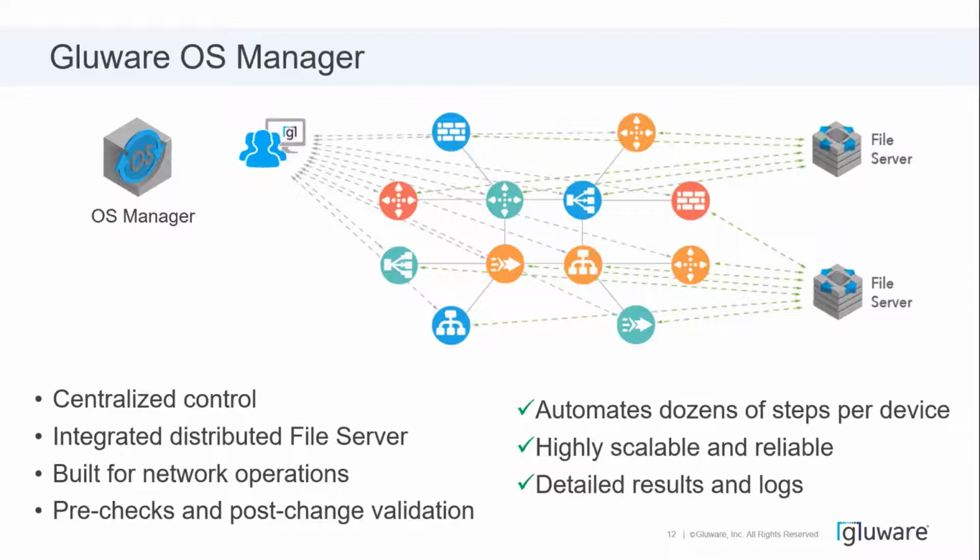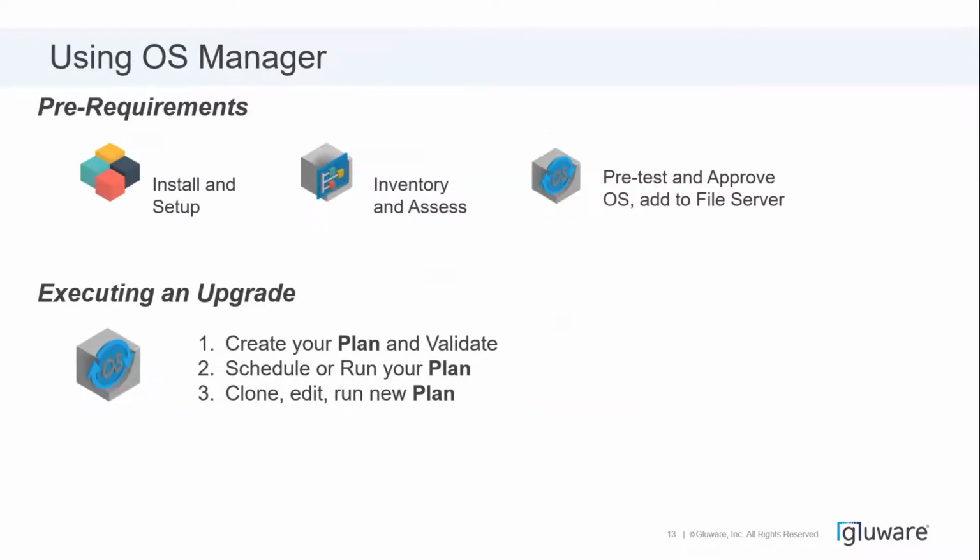And then with Gluware, you get very detailed logs and results, so you understand what took place. And even if you run into a problem, those detailed logs will help you work through either the vendor issue, or you can share it with Gluware, and we can quickly turn any fixes necessary, which are sometimes required when you're automating. So how do you use OS Manager?